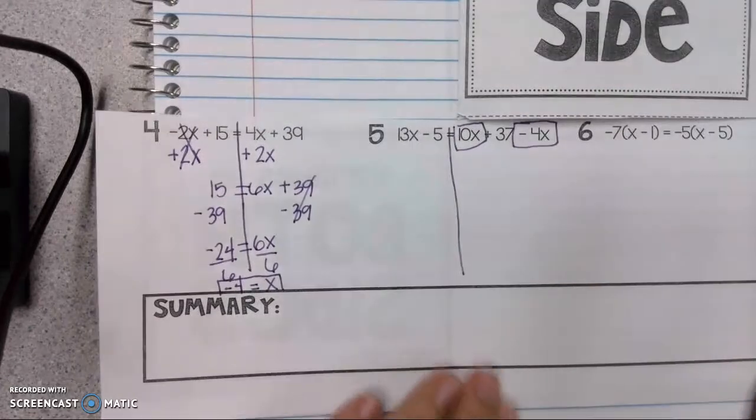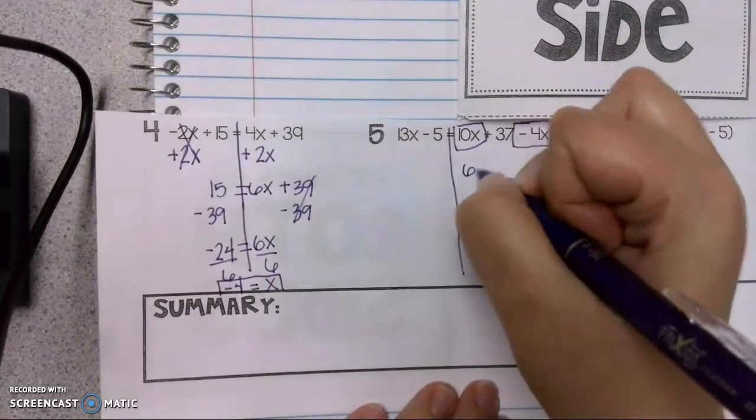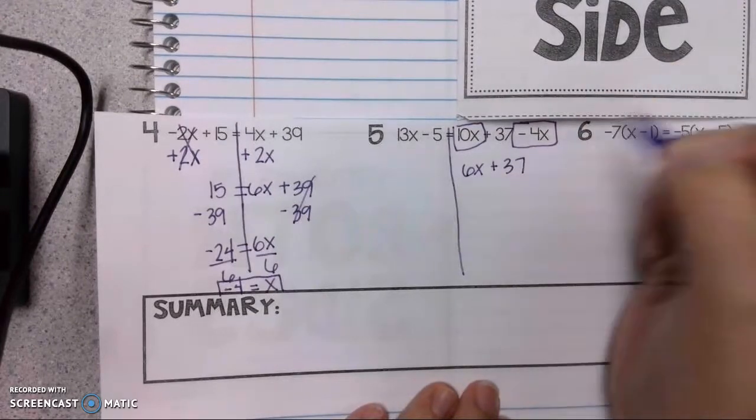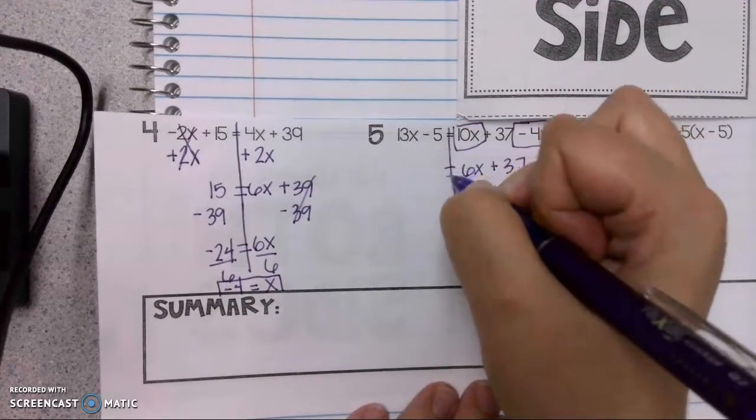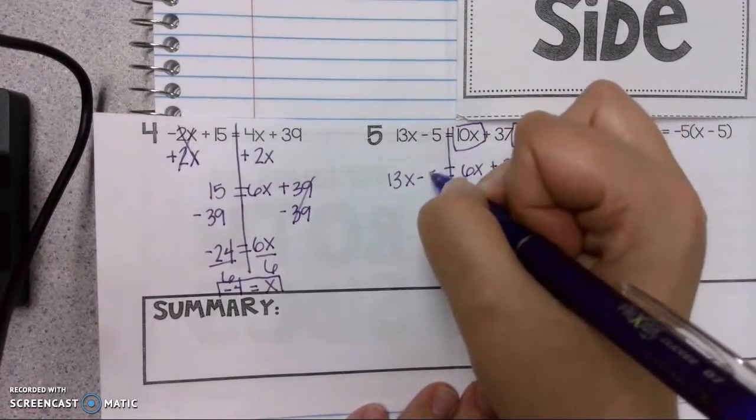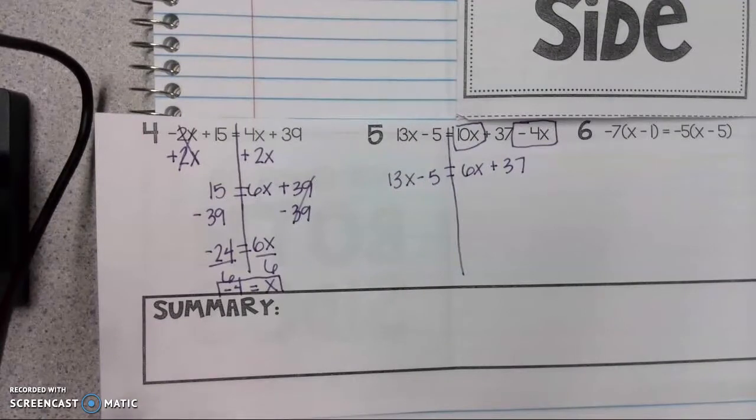10x minus 4x is 6x. I haven't done anything with my plus 37, so I'm just bringing that down. And over here, I'm just going to bring my 13x minus 5. Now I sort of want to look at my problem. I want to assess my problem.